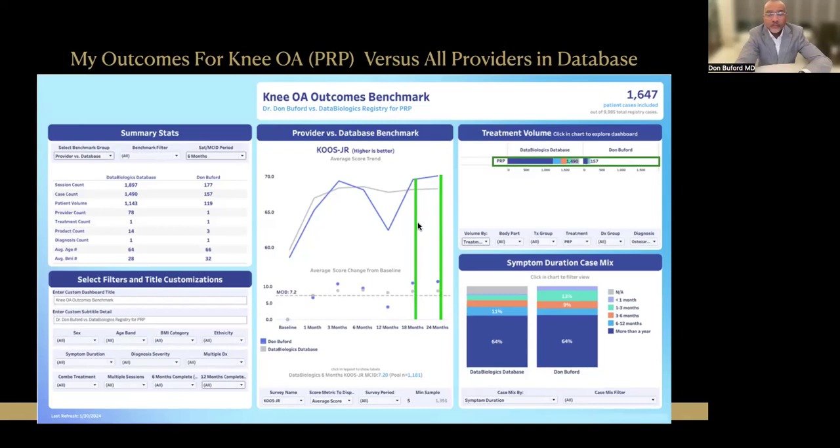So it does help guide my informed consent. It helps guide my clinical decision-making. It helps my patients, I think, make better decisions when they have a better idea of how they might do in our practice.